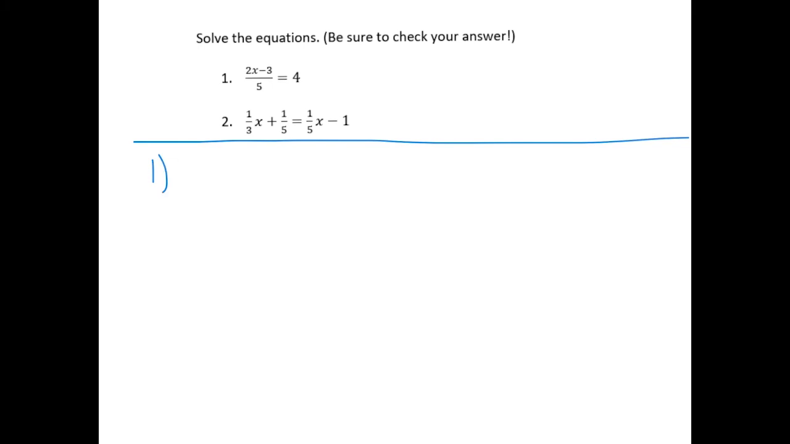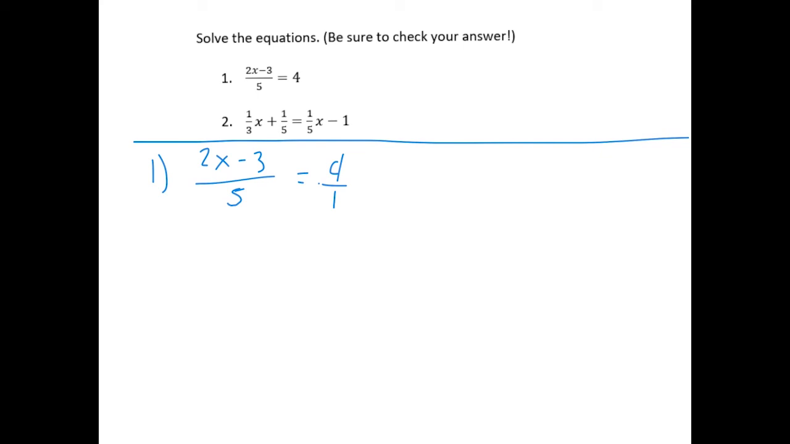Let's look at number 1. We have (2x minus 3) over 5 equals 4. So we have this over 5 on the left-hand side, that 5 in the denominator. And on the right-hand side is just a 4, but remember that's 4 over 1. So our two denominators are 5. I'm actually going to write it in this time. Our two denominators are 5 and 1.